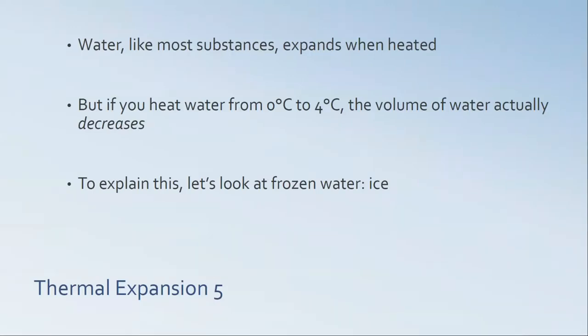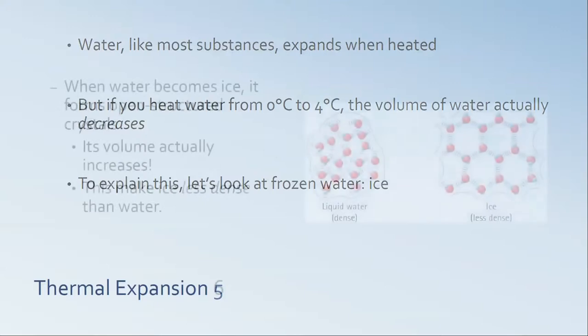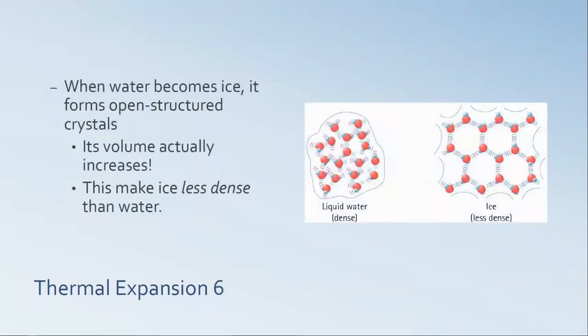So, how can this be happening? How can water act so weird? And to explain this, let's first look at some frozen water, which of course is ice. When water freezes, when water becomes ice, it forms a crystalline structure. And if you look at the picture on the left, we can see here's our liquid water. The molecules are kind of moving around and they're pretty close together. This is a relatively dense liquid. And the molecules are close together, but they're not really attached to each other in any way. They're just kind of hanging around.